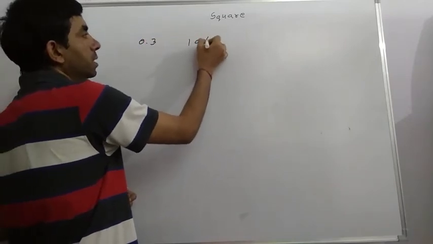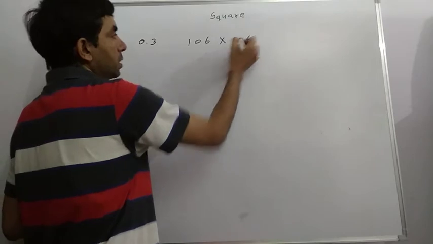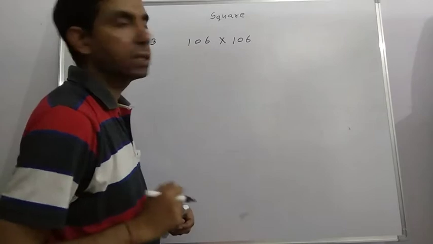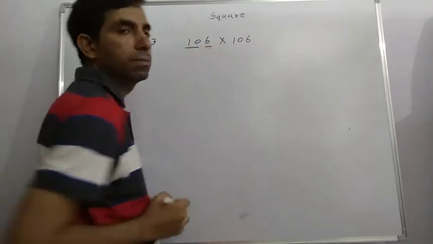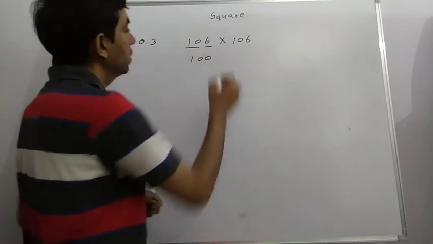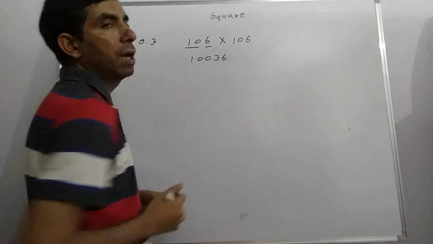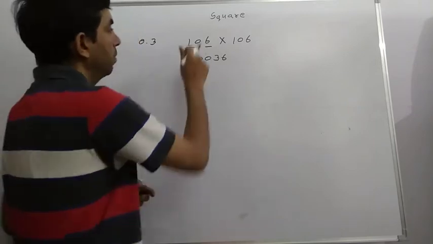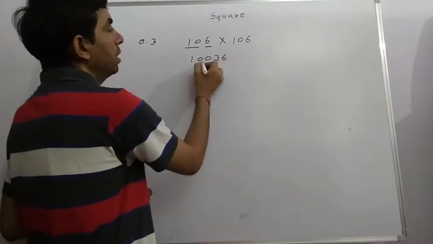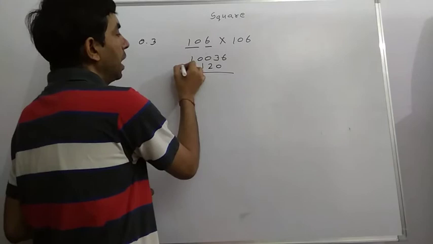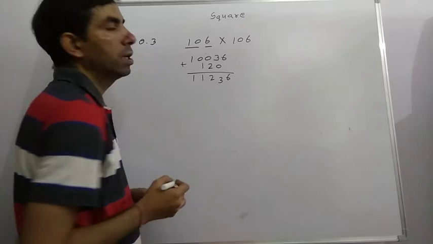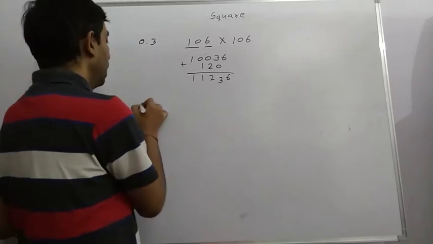106 multiplied by 106. Here we divide it into two parts, 10 and 6. So take the square of 10, which is 100, and the square of 6, which is 36. And write the double of their multiplication. First multiplication, 10 times 6 is 60, and take double, 120. Write 120 after one digit, and add the numbers: 6, 3, 2, 1, 1. It is our solution.